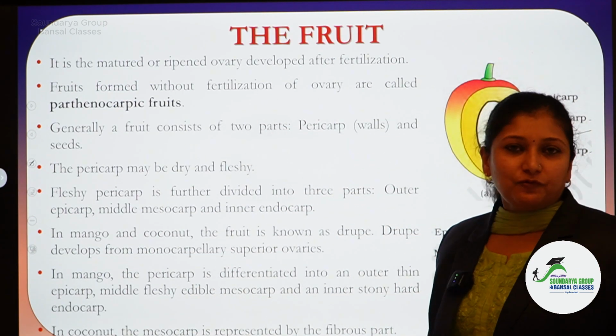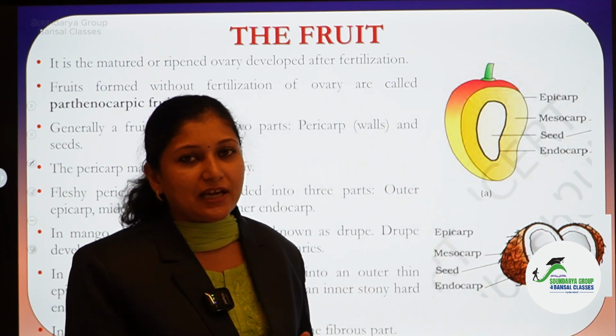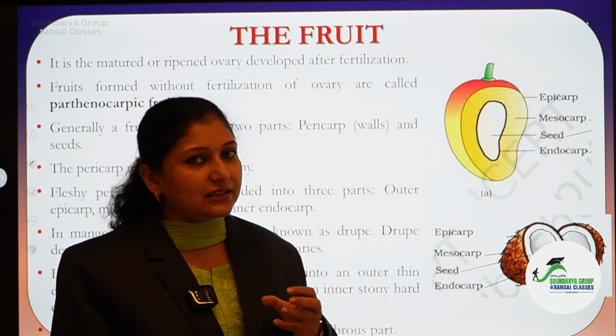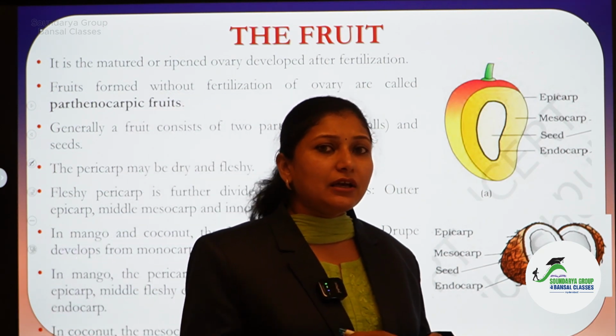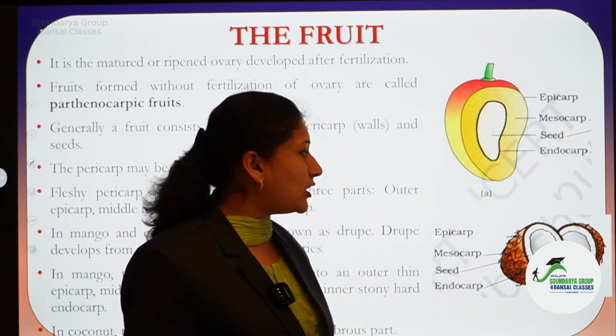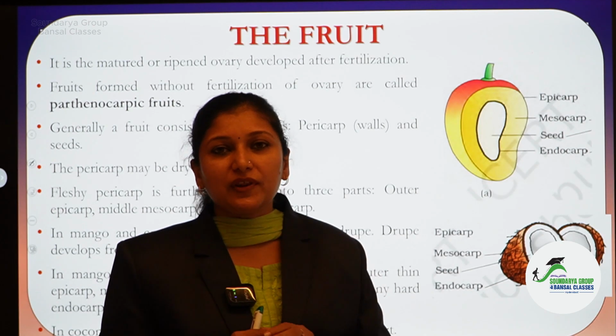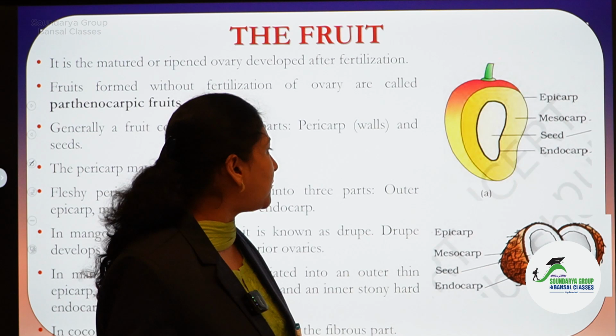Then the fruit. Fruits are generally true fruits, parthenocarpic fruits and false fruits. If the ovary alone is turning into the fruit, we call this type of fruit a true fruit. If the fruit develops not from the ovary but from another part of the flower, then we call it a false fruit. If fruit develops without any fertilization, we call that a parthenocarpic fruit.